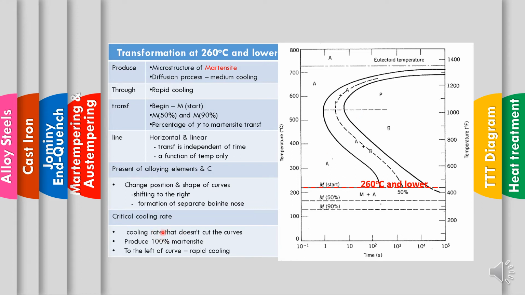Okay, a critical cooling rate that doesn't cut the curve will produce 100% martensite, to the left of the curve, with rapid cooling.